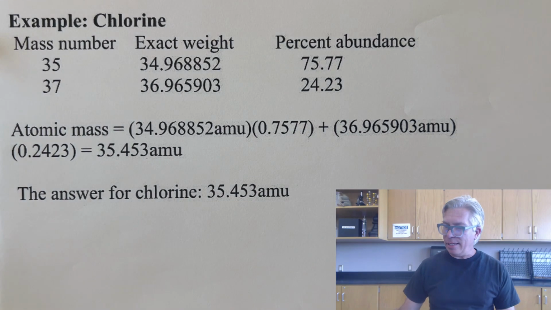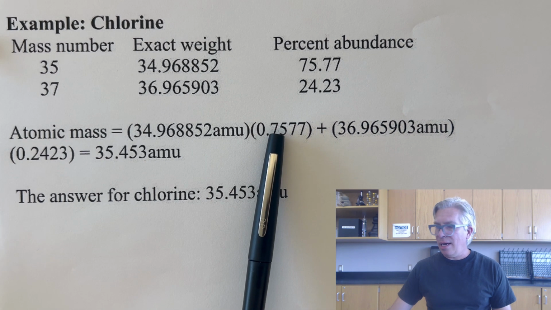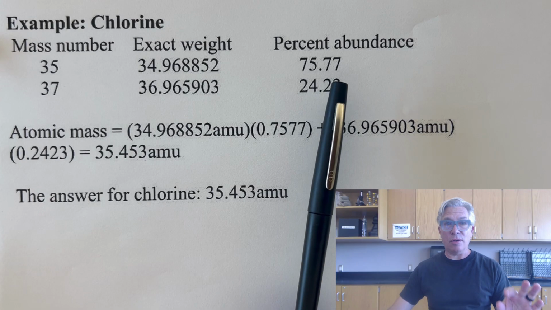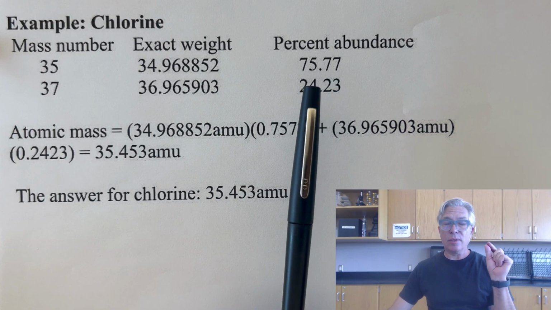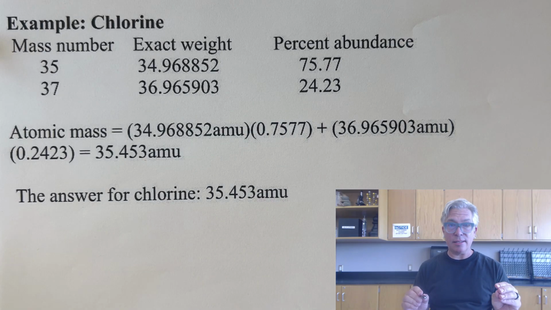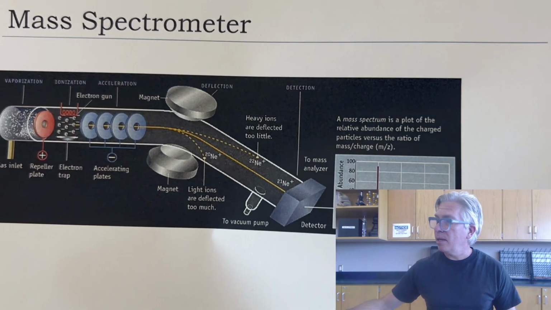Now, I know what you're thinking. How do we figure this number out? How does anybody know that 75.77% of all chlorines are that one and not the other one when they're so tiny you can't actually even see them? And how am I supposed to make little piles and separate them? That's a very good question. And that brings us to mass spectroscopy. Mass spectroscopy is, in my opinion, a miracle of modern science developed a little over 100 years ago.